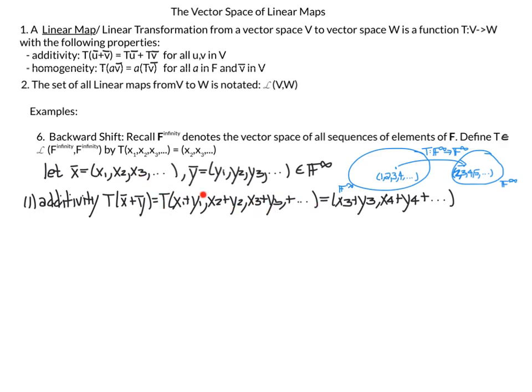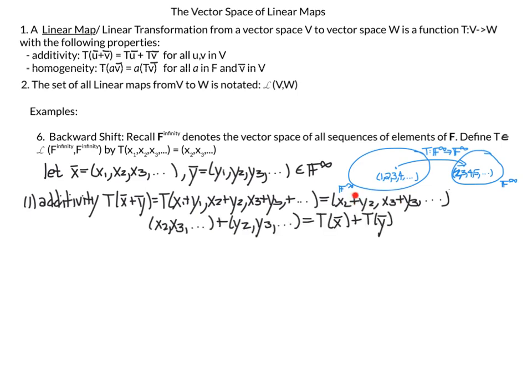Then the transform, we get rid of our first term. I missed x2 here, so let me rewrite this. The transform shifts over 1, so we get rid of our first term and we get x2 plus y2, x3 plus y3, all the way up to infinity. Now, by vector addition, I can separate out my x vector from my y vector. From here to here, it's just vector addition. But this x2, x3 up to infinity, that's just T of x. And this y2, y3 up to infinity, is just T of y. So we have shown that additivity holds.